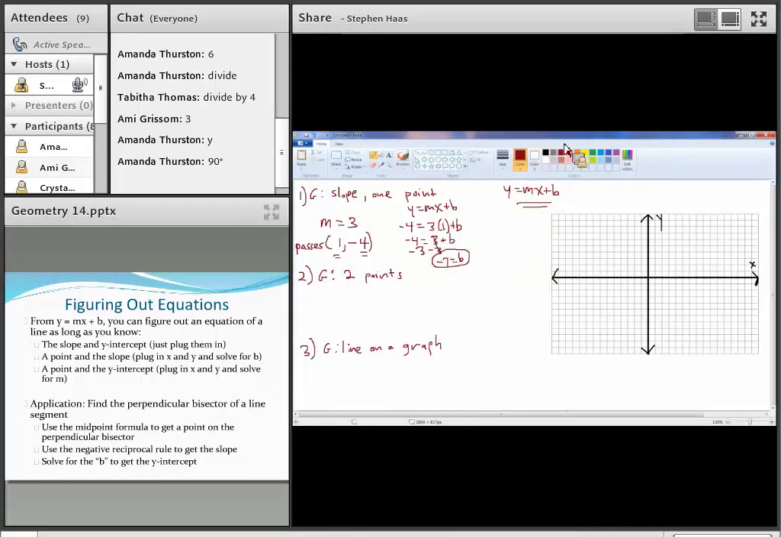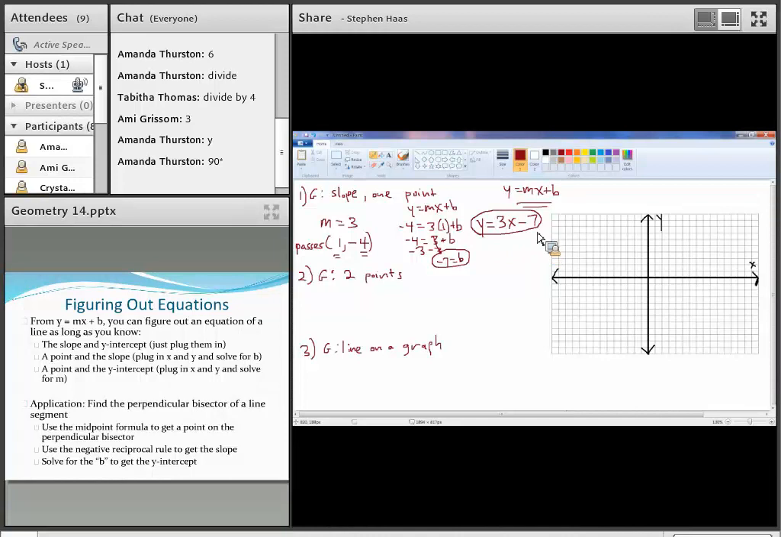So our y-intercept is negative 7. That makes our entire equation, we want to do in y equals mx plus b form, our slope is 3, of course, and our b is negative 7, so we'll make this minus 7. And this is our equation.